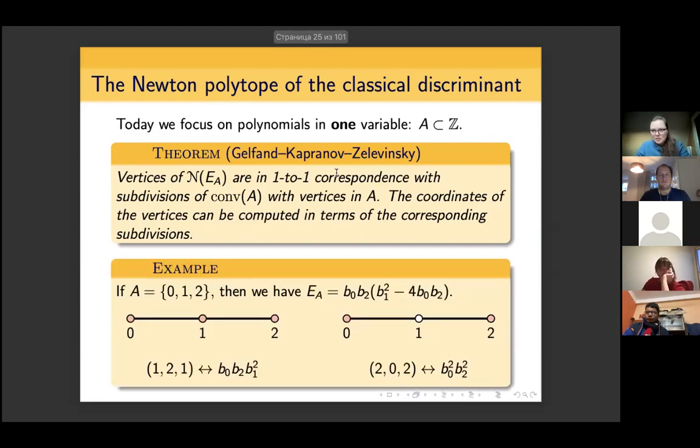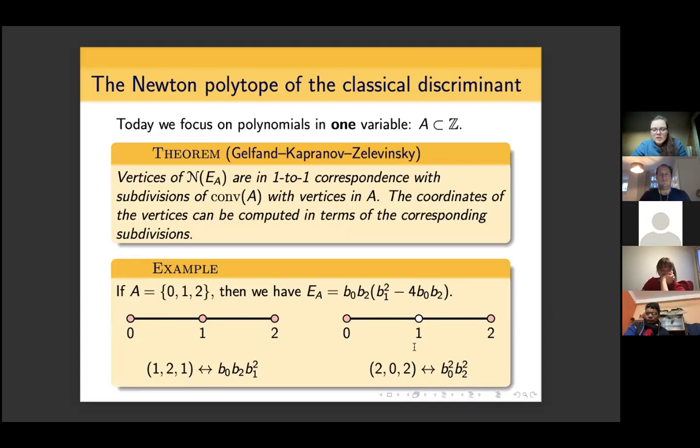Let me give you an example. So if A is equal to 1, 0, 2, we already know what the A-discriminant is. It's this expression. So the Newton polytope is going to be an interval because there are going to be only two monomials. And there are two subdivisions of the interval from 0 to 2 with vertices in 0, 1, 2. Basically, there are two options. You either include 1 as an endpoint and get a subdivision from 0 to 1 and 1 to 2, or not include 1, and then you get the entire interval from 0 to 2.